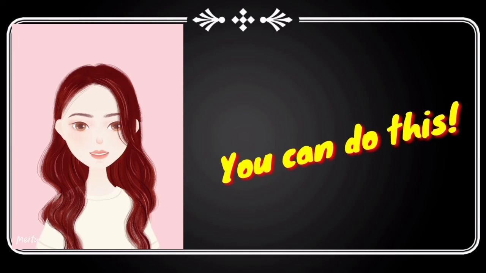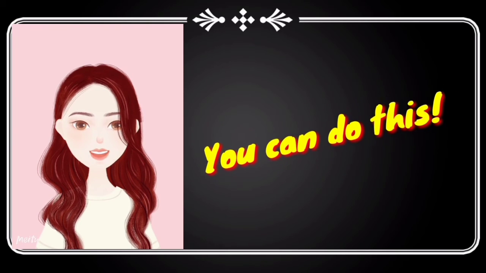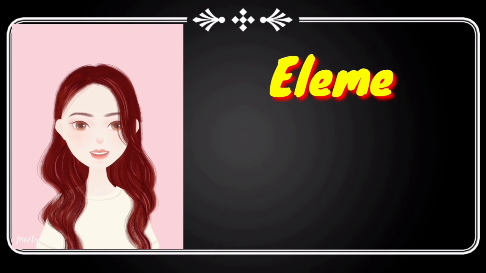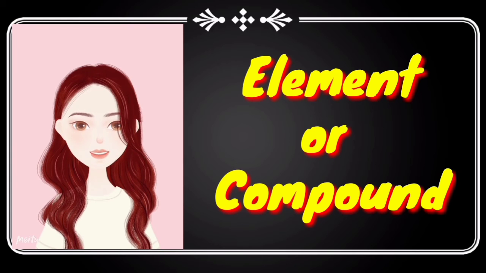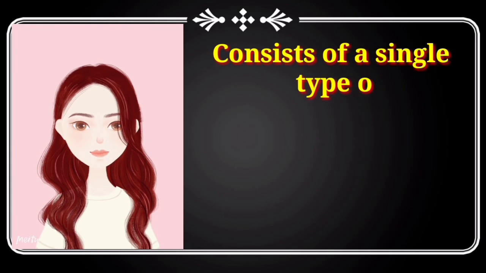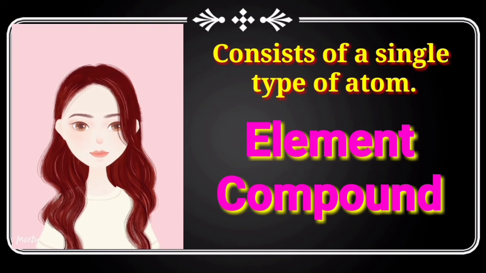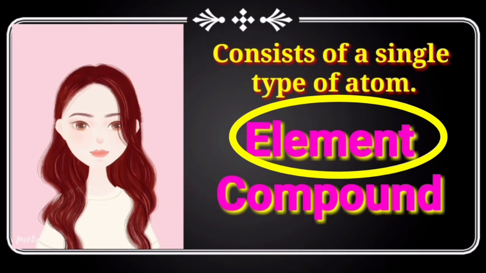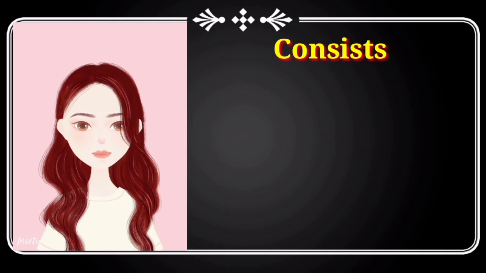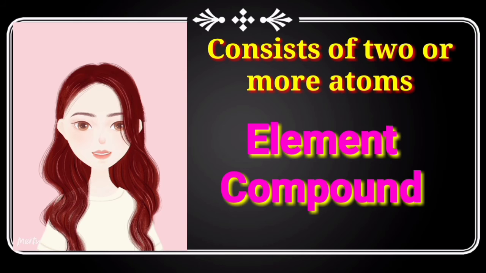To test if you really know already how to distinguish element from compound, let's answer these simple exercises. Tell whether the following statement is related to element or compound. Consists of a single type of atom. Element or compound? Correct. Element. Consists of two or more atoms. Element or compound?